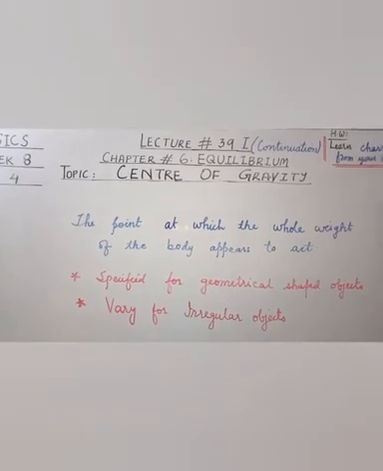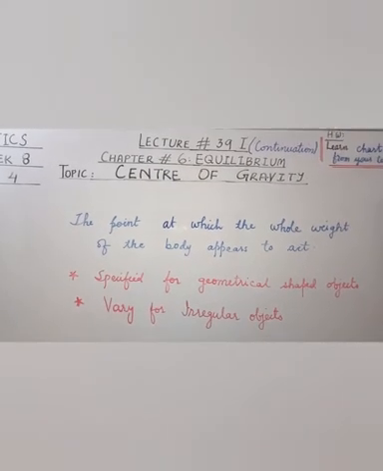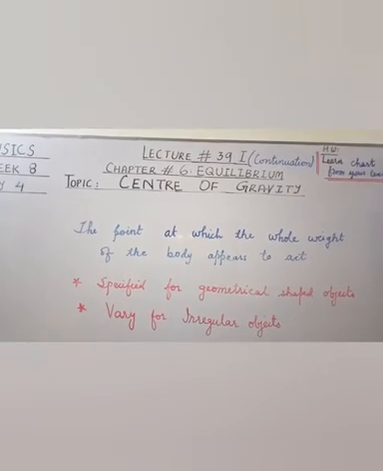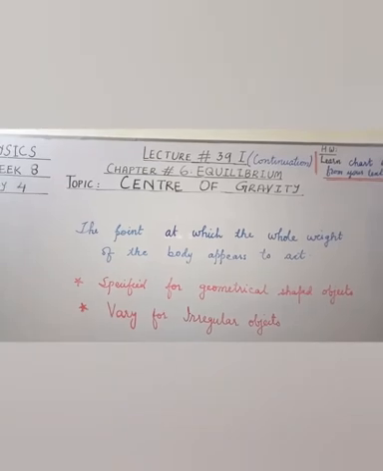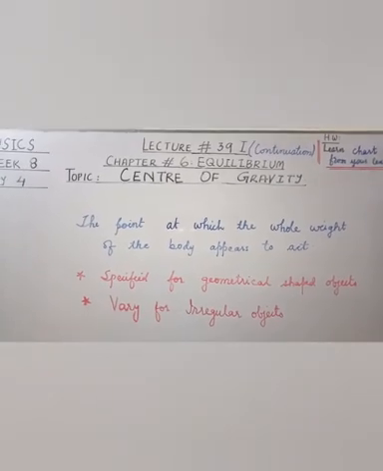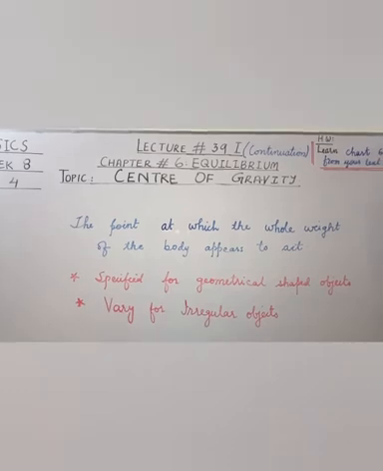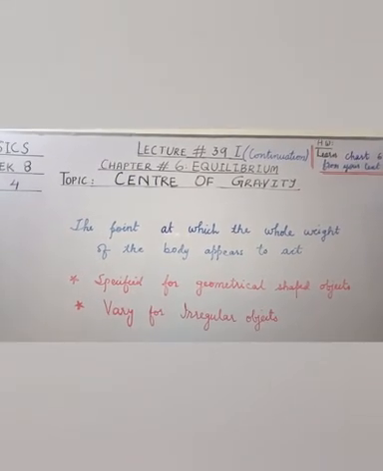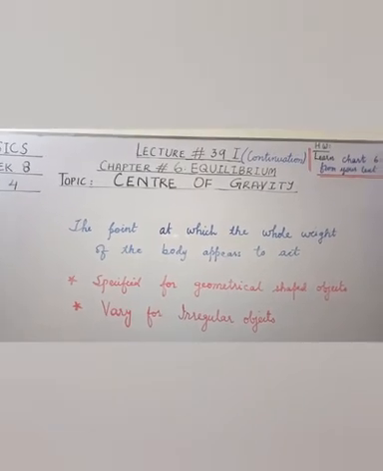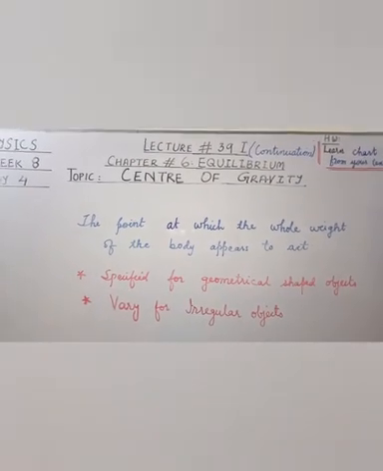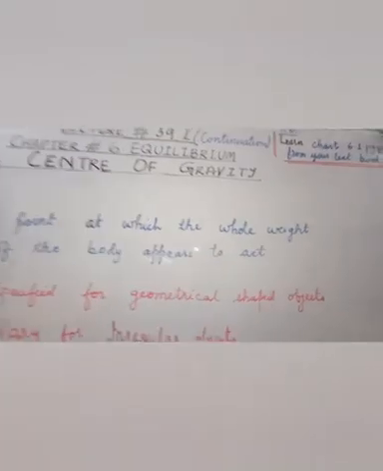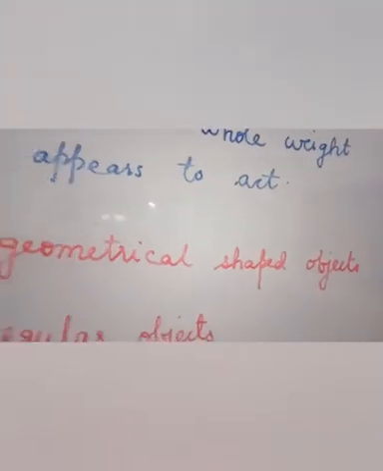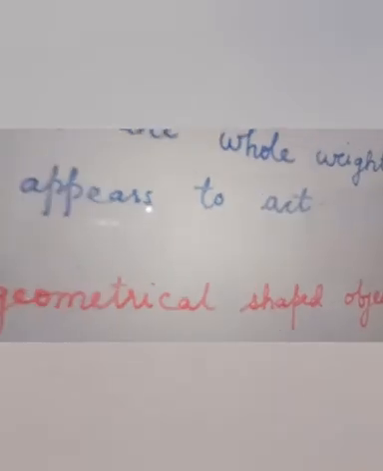As I have told you, the topic center of gravity is long, in the sense that we have to discuss the center of gravity of regular shaped objects as well as irregular shaped objects. So this lecture 39 part 1 is the continuation of the previous lecture. In the first part of 39 part 1, I have discussed the center of gravity of regular shaped objects, and now I am going to cover the rest in this lecture.